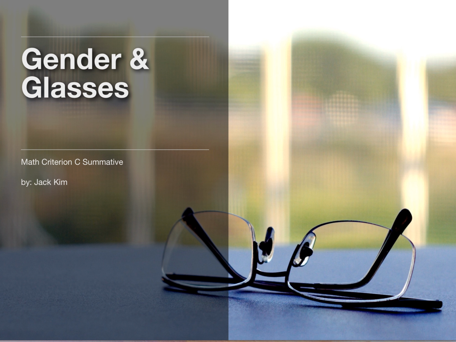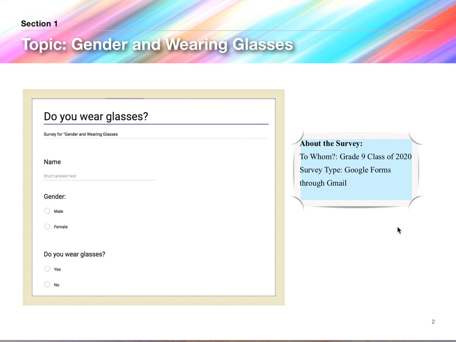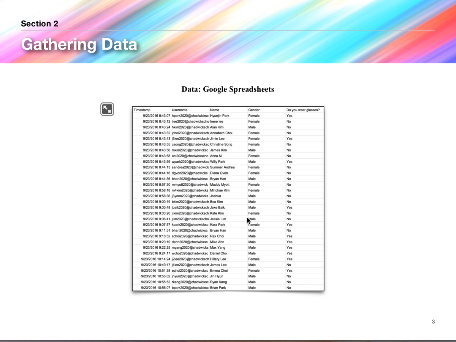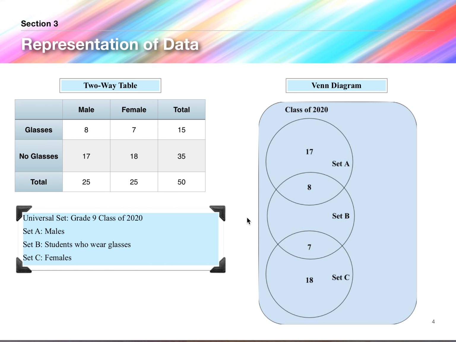My topic is gender and glasses. I created a Google Forms survey sent to the grade 9 class of 2020. I gathered the data through Google's spreadsheet. I created two representations of the data. First is a two-way table.